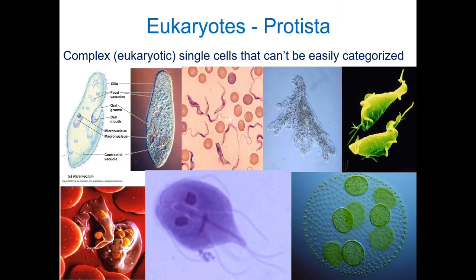And the eukaryotes that are left over, that don't fit into the animalia or the fungi or the plantae kingdoms, are grouped together into the protista kingdom. The majority are single-celled, the majority are not harmful, but there are a few pathogenic forms. There are some that are blood parasites. There are some that will infect the vagina. There are some that will infect the digestive tract.